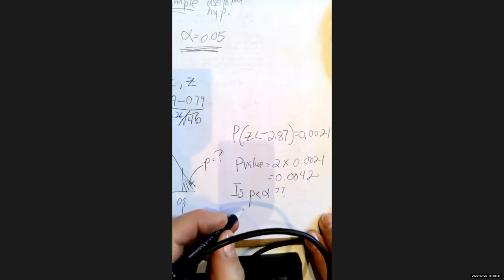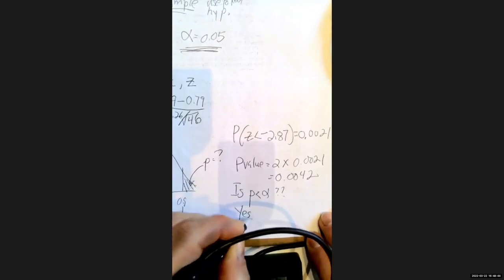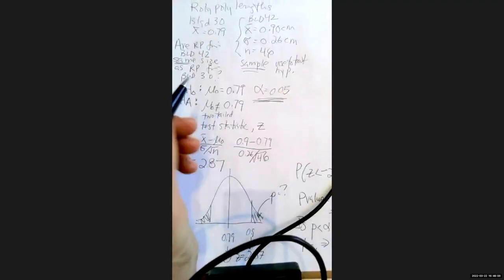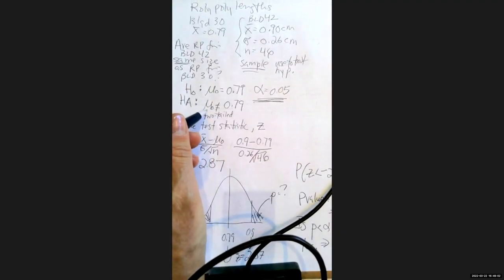All right, now I'm going to ask the question, is my p less than my alpha? Is 0.0042 less than 0.05? Yes, my p is less than my alpha. What am I going to do in that case? I'm going to reject my null. So I'm going to go up here and look at what my null was. I'm going to reject mu 0 being equal to 0.79. I'm going to accept my alternate.